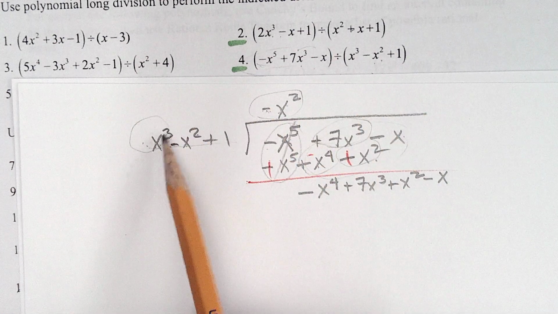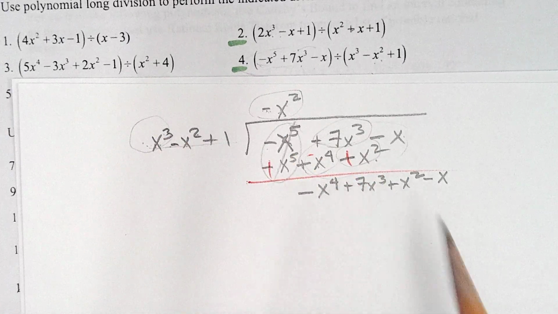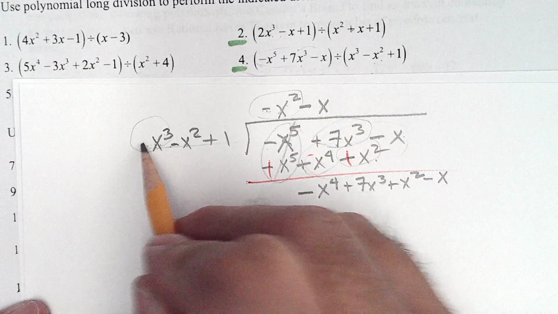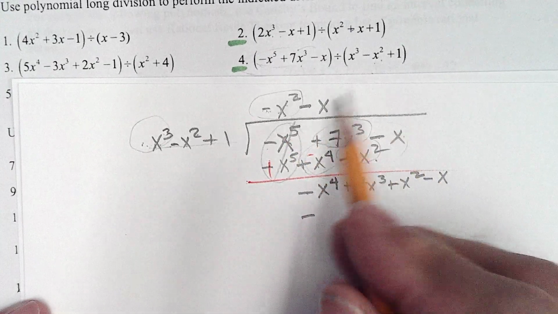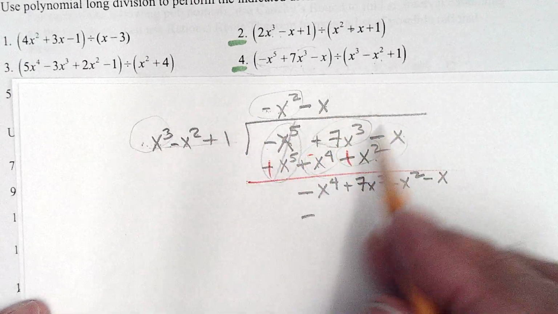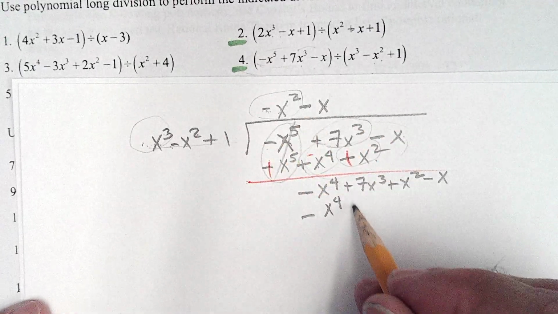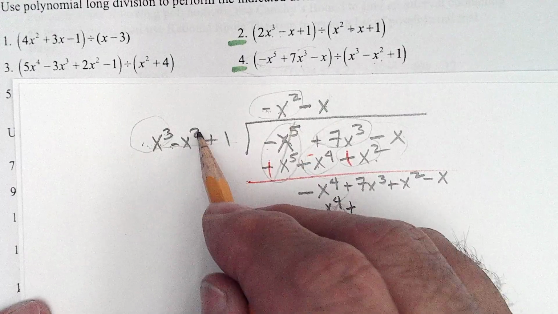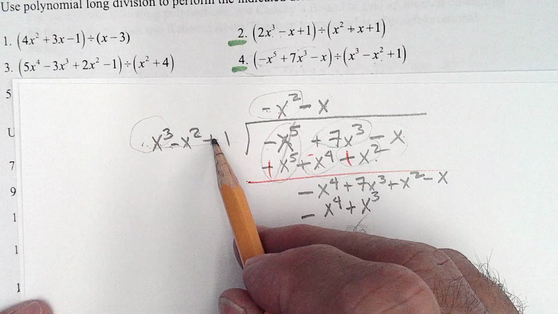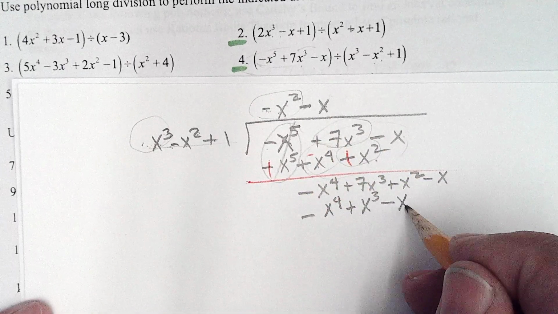Anyway, what do I take times x to the third to get negative x to the fourth? I think that's negative x. Negative times a positive is negative. And x times x to the third is, this is x to the one. We add the powers, we get x to the fourth. Negative times a negative is positive. X times x squared is x to the third. Negative times a positive is negative. And x times 1 is x.